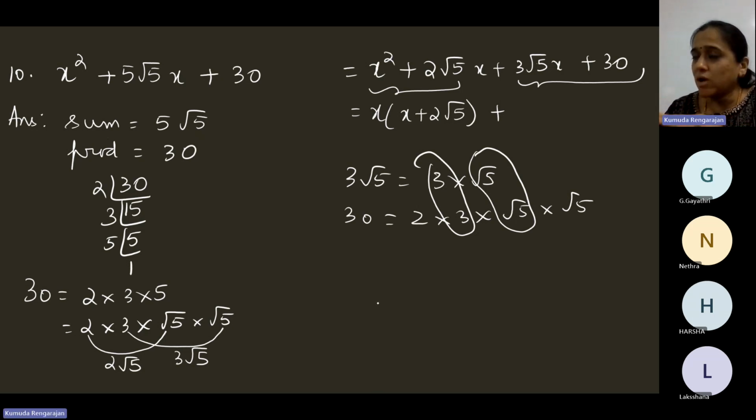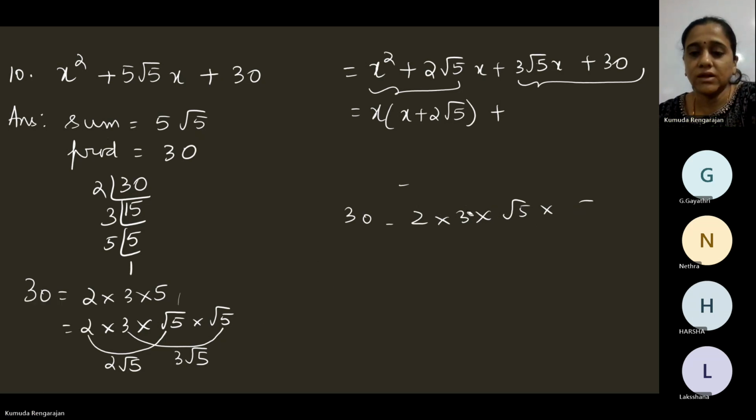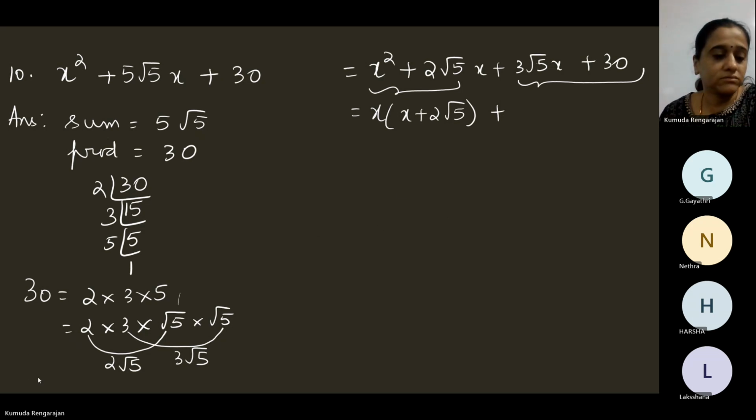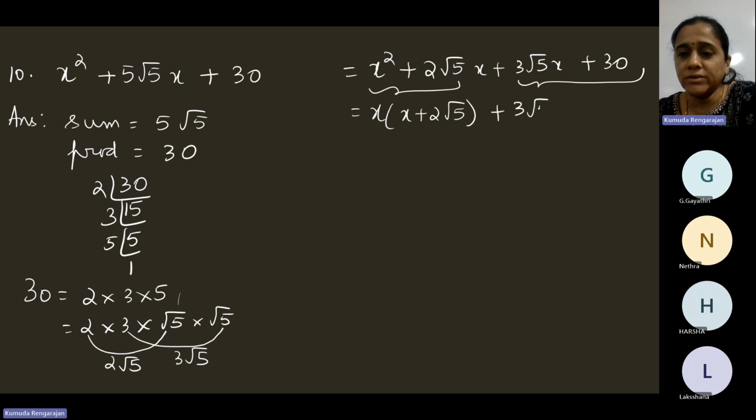To identify the common factor correctly, you need to write out the factors. What is 3 root 5? 3 into root 5. What is 30? We've already written that here: 2 into 3 into root 5 into root 5. Now what's common? 3 and root 5 is common, right? So 3 root 5 is common.